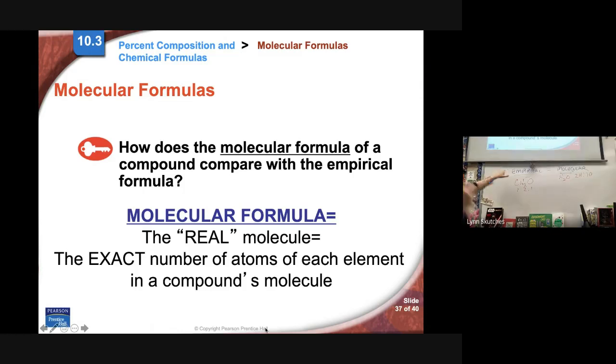And again, sometimes they're equal. Those are the nice ones. But of course, when we're learning about it, they're not going to be.